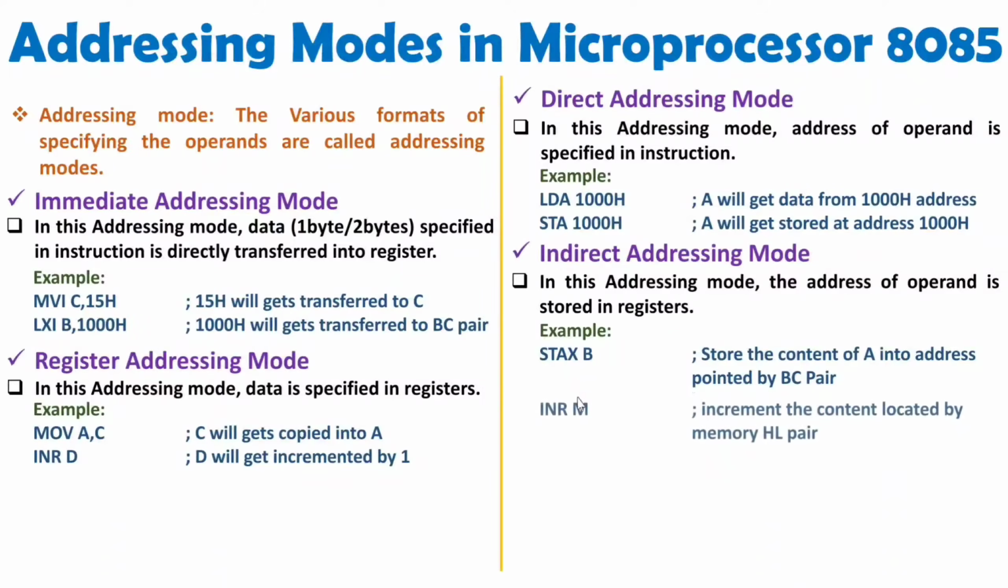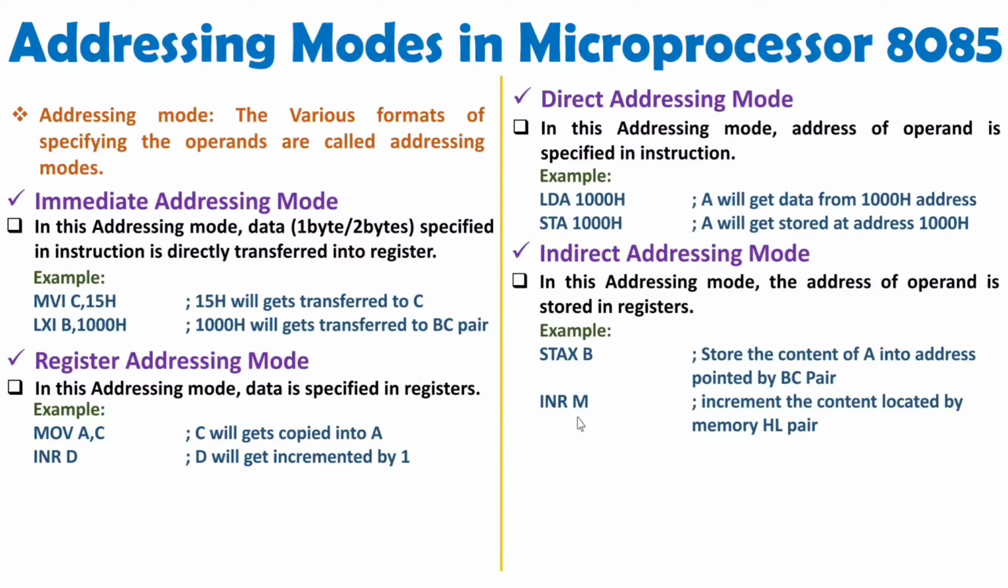Let us have one more example. You see INR M. M is memory, and this memory is pointed by HL pair. So here whatever content is there at memory, pointed by HL pair, will get incremented by 1 after execution of this instruction. So here operand's data is pointed by address with register pair, that is happening in indirect addressing mode.